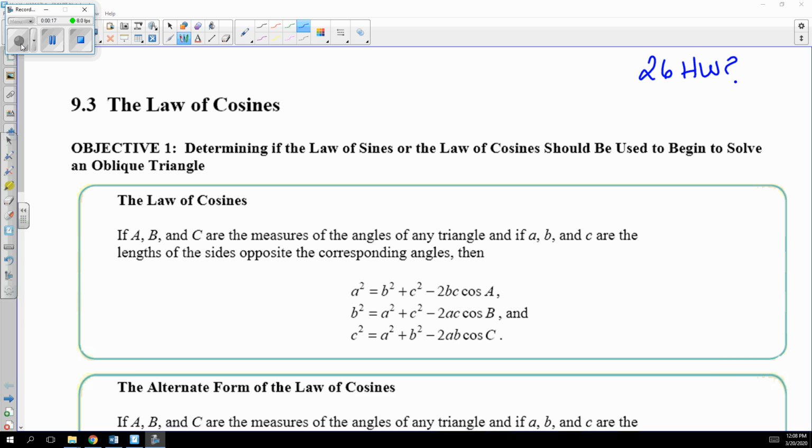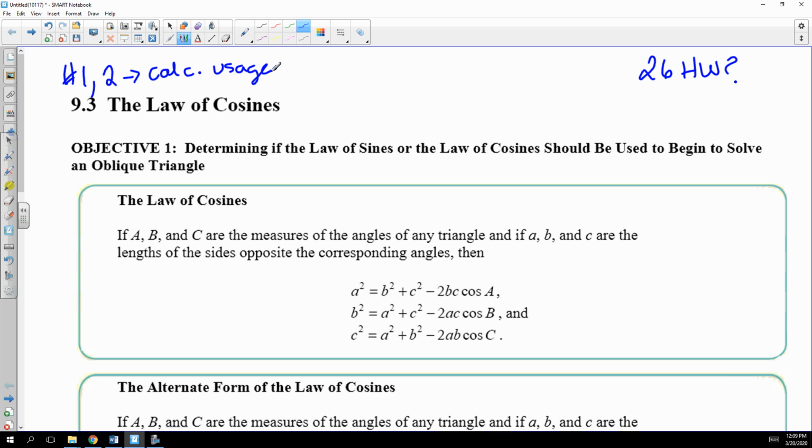Section 9.3 has 26 homework questions. Numbers 1 and 2 are about calculator usage. Some of you have a hard time with your parentheses and doing things that you need to do a little bit with that.